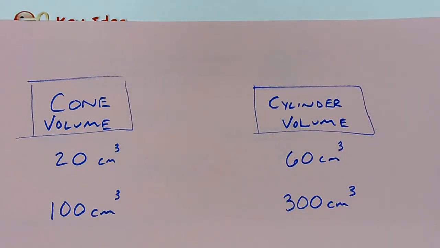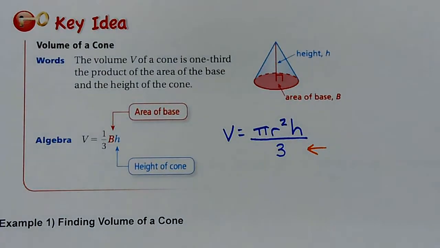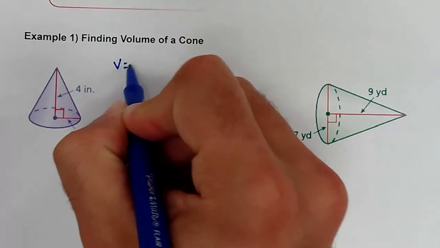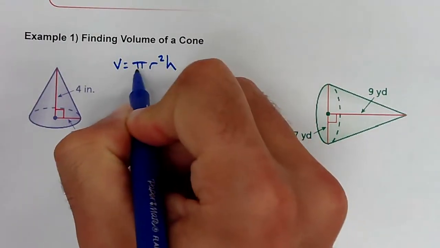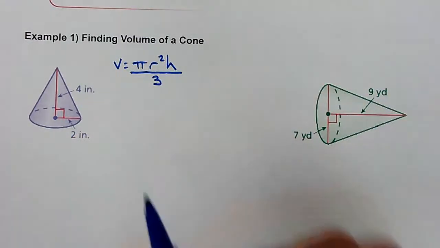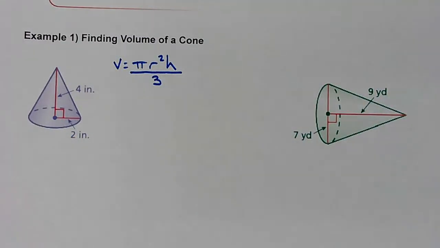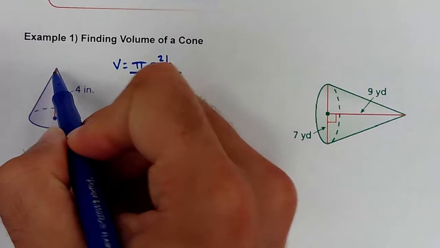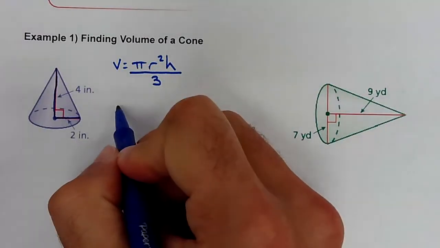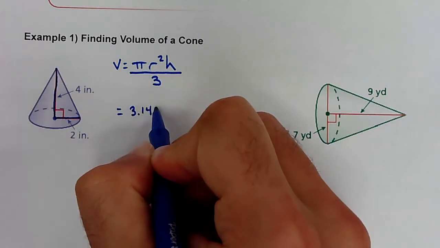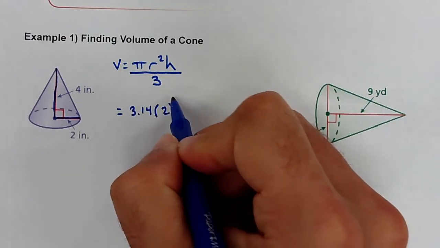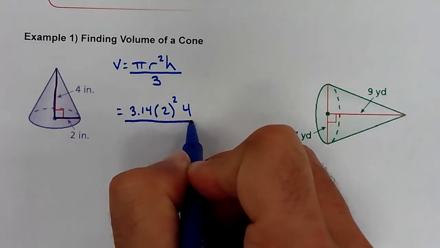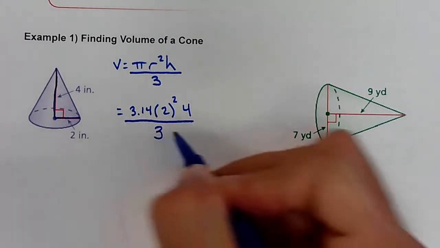Let's take a look at finding the volume of a cone. I'm going to always start with my formula, pi r squared h, divide by 3. A lot of times students will forget that divide by 3 part. I need the radius and I need the height. So the radius is 2 inches. The height is 4 inches. So we're going to substitute 3.14 for pi, 2 for the radius, 4 for the height. I'm going to simplify this first, and then I'm going to divide it by 3.